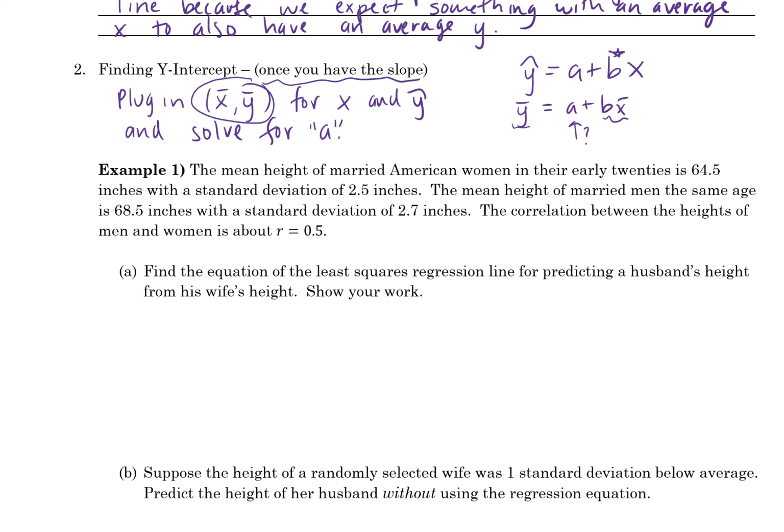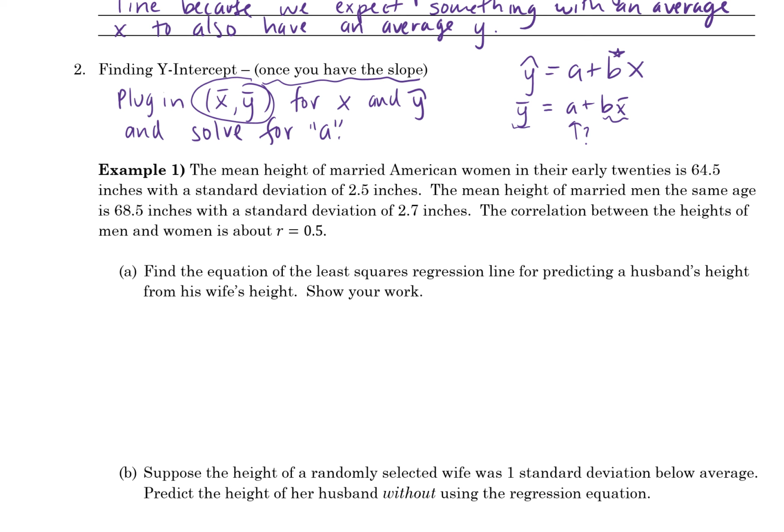Okay. So it says the mean height of married American women in their early 20s is 64.5 inches with a standard deviation of 2.5 inches. The mean height of married men the same age is 68.5 inches with a standard deviation of 2.7 inches. The correlation between the heights of men and women is about 0.5. Okay? So r equals 0.5.